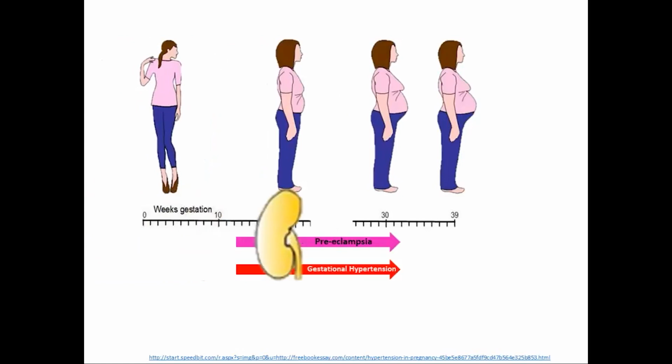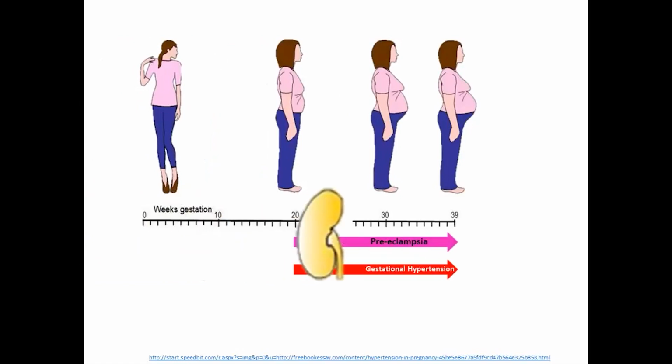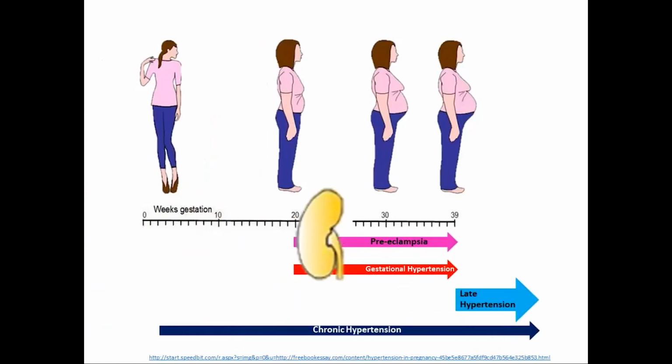So, as you can see, gestational hypertension constitutes, as we said, 70% of the hypertensive disorders in pregnancy, and chronic hypertension usually presents prior to or before the pregnancy, and it will continue after pregnancy.